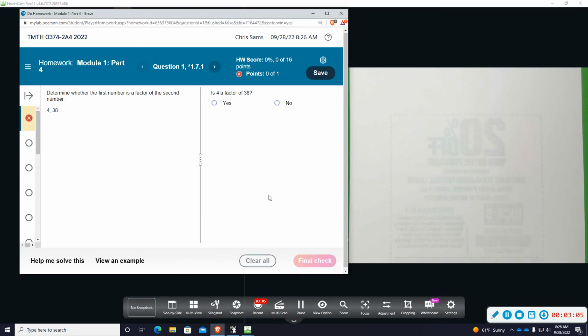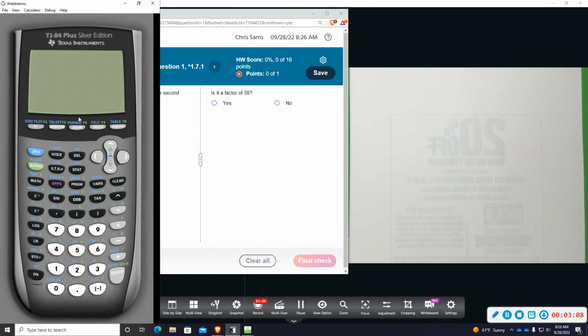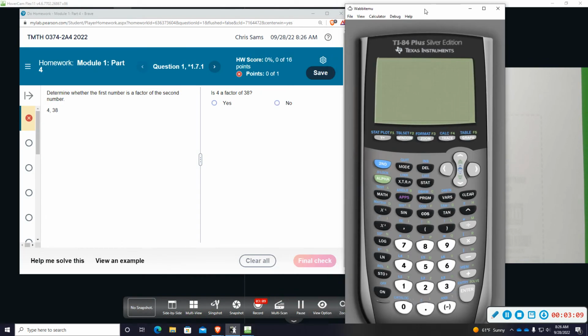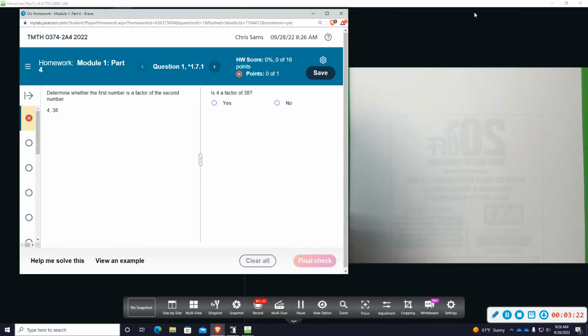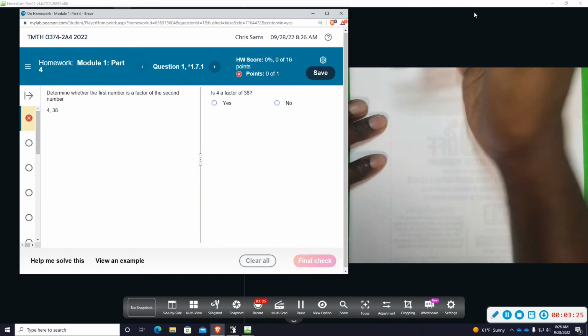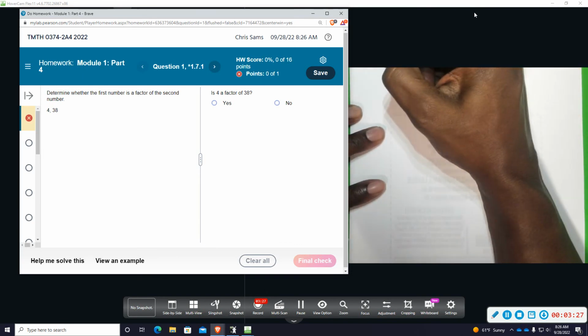Now, you can do some of this with a calculator, easy enough. But I'm also going to go over long division as well. So if I was just to use this calculator, I could do 38 divided by 4 just to see if I got a whole number, and I get 9.5. However, if I was to do it by hand, same thing. You do need to be aware of how to do that.